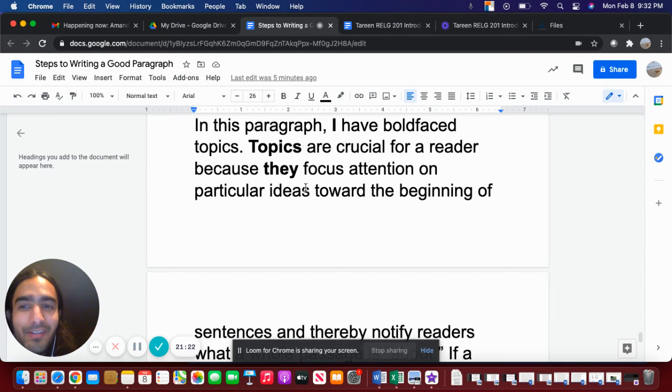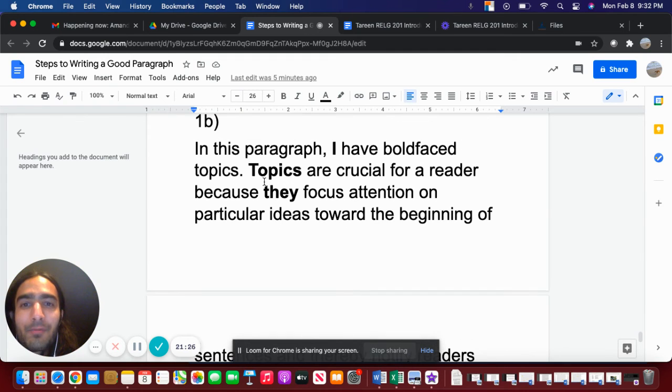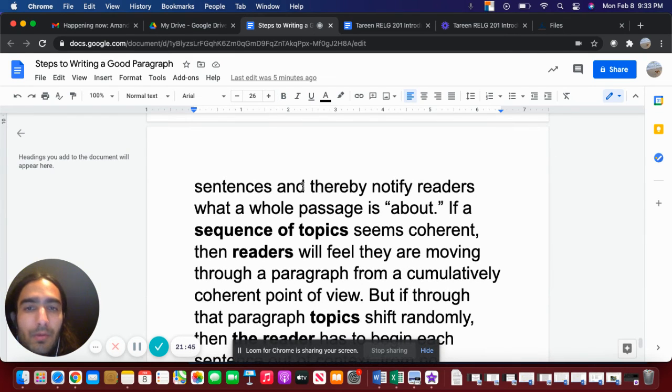I hope you understood that right. I'll repeat. The topic of this paragraph is topics, which is why the word topics is in bold. "They" is referencing topics. So there's a certain focus without repetition, you can see there, right? And "I" is the subject of this sentence, but not necessarily the topic of the paragraph, right? The topic is topics. What is a topic? Well, this is what it is. It notifies the reader what this passage is about.